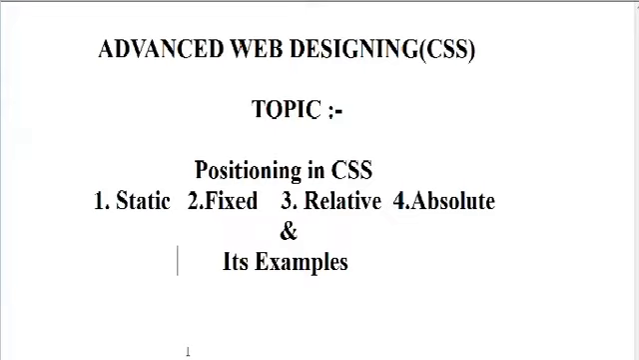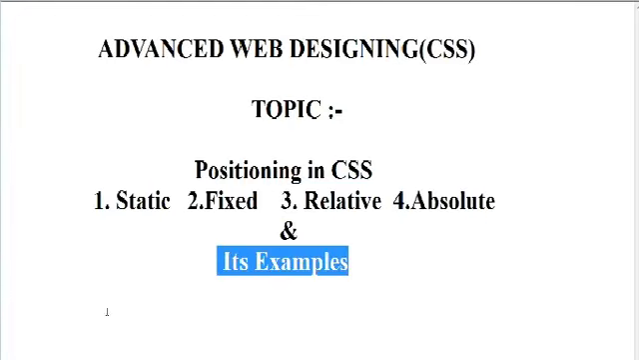Hello friends, in advanced web designing we are learning CSS. In that, our today's topic is positioning in CSS. There are four types of positioning. First is static, second is fixed positioning, third is relative positioning, and fourth one is absolute positioning. We will see an example of each one by one.